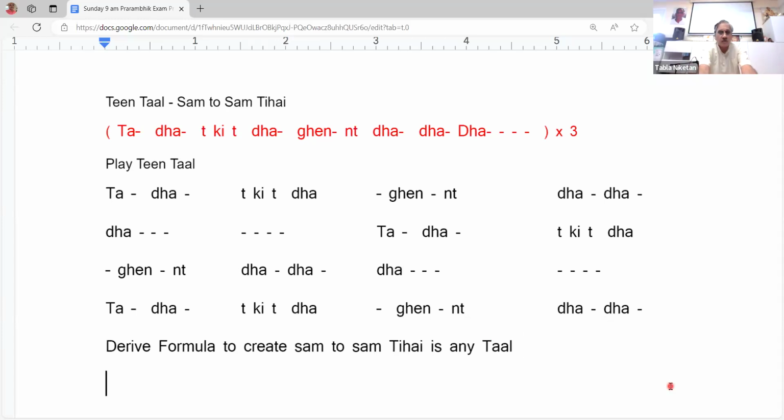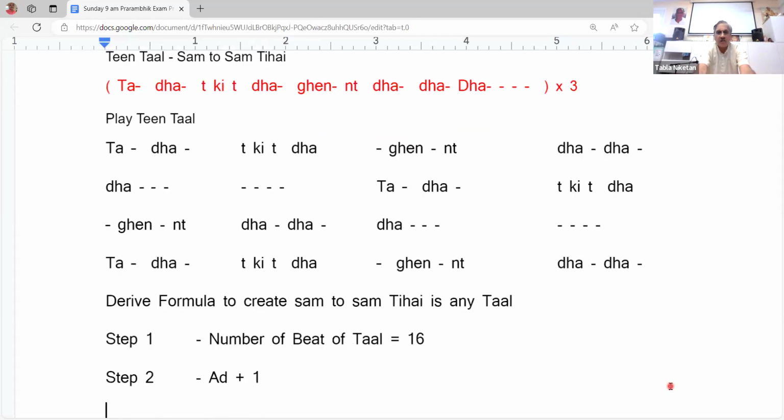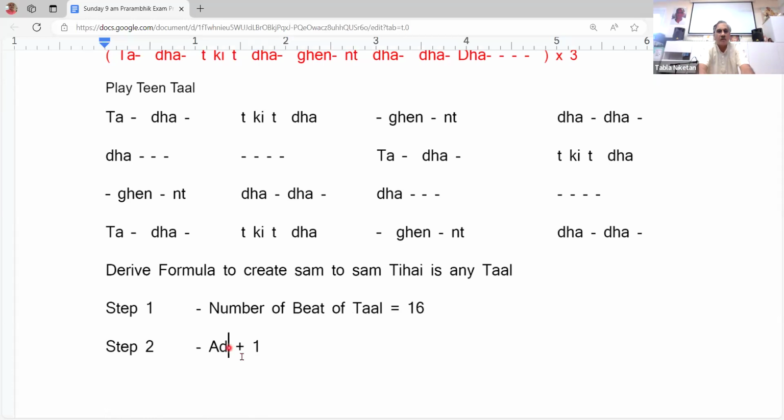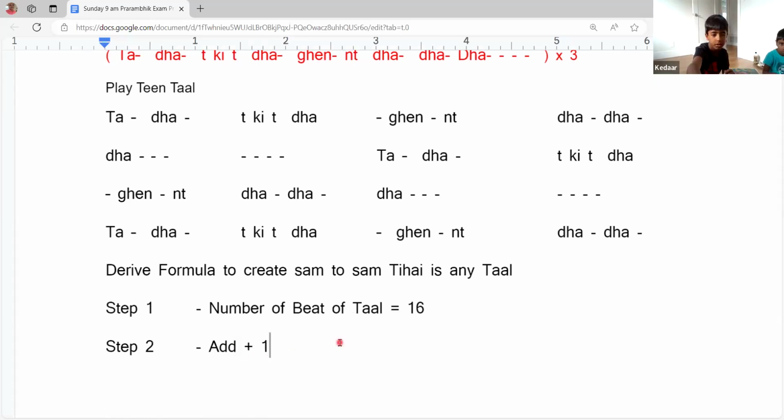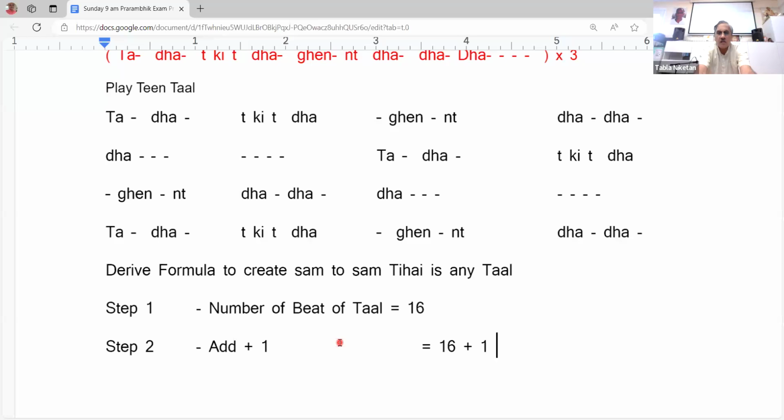Okay, first step. Step 1, number of beats of the tal equals 16, right? Step 2, add +1. Do you know why we are adding +1 here? Anybody know why we are adding +1? Sum, correct. So 16 plus 1 is 17.